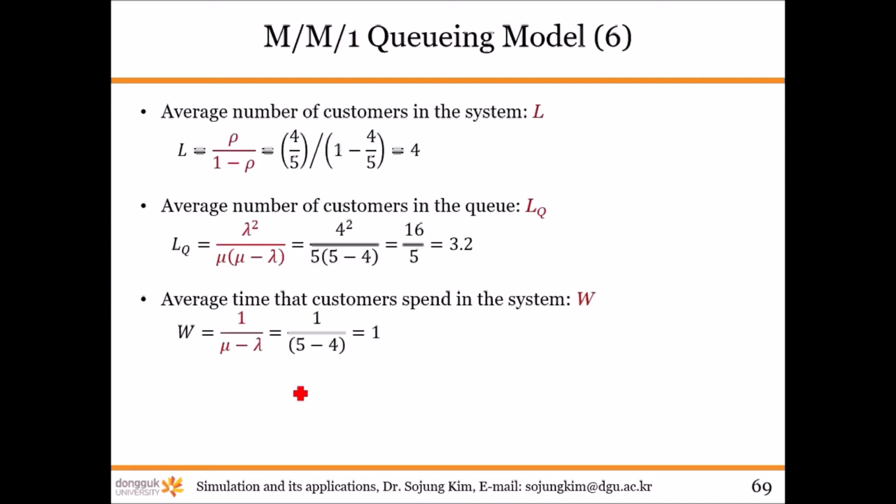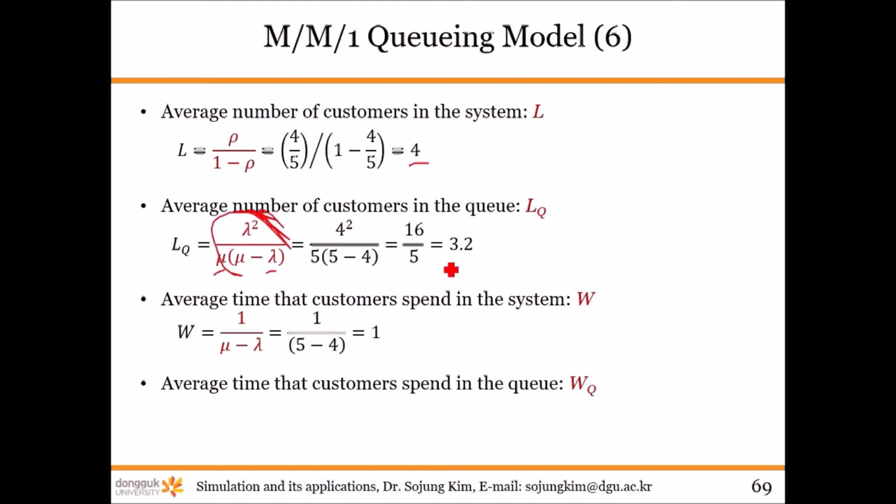So something like this. So L will be what? Now you know the values of lambda and mu, so you can calculate the L value directly. And also we know that mu is 5 and lambda is 4, right? So if you put those numbers into this equation, you can also get the value of LQ, right? Once you have L and LQ, then by using Little's formula you can get the value of W. W is 1 minute. And then WQ is 4/5, right?